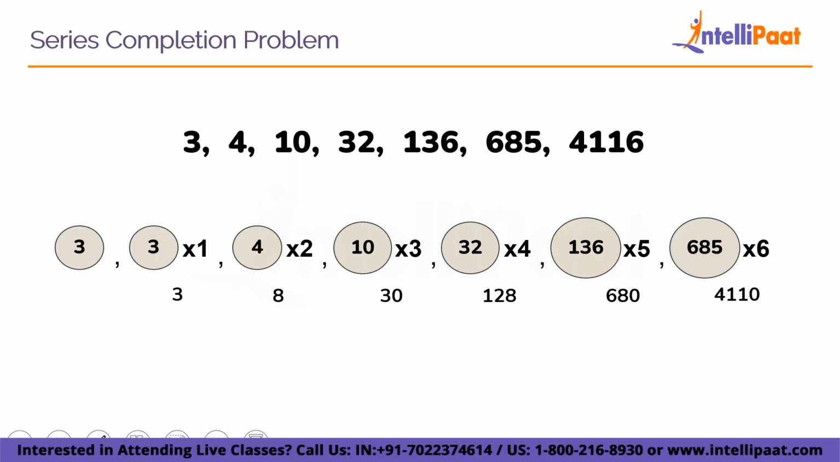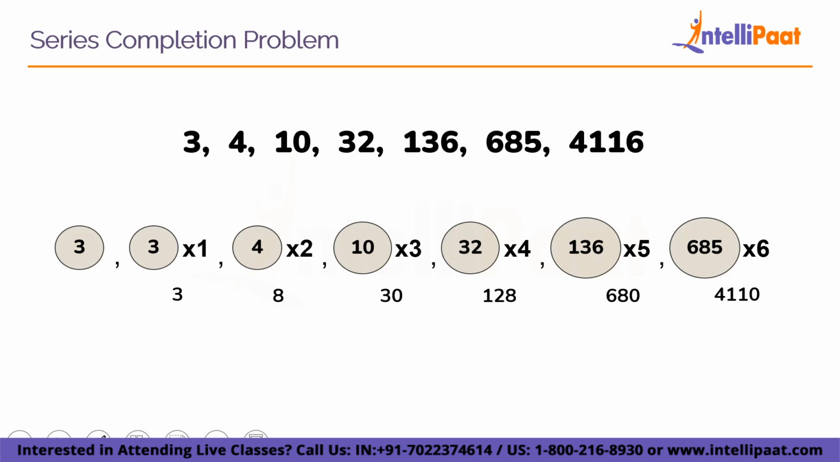So by seeing these, you can somehow match it with this series, right? The first element is the same. Second, we have 3 here, here it is 4. And third element, here it is 8, here it is 10. Here it is 30, here it is 32. Here it is 128, here it is 136. Here it is 680, 685. And at last 4110, and here 4116.